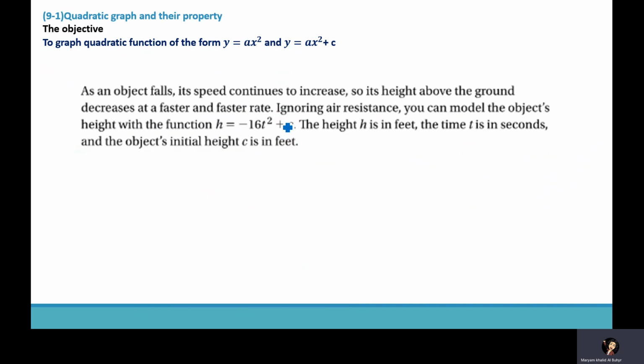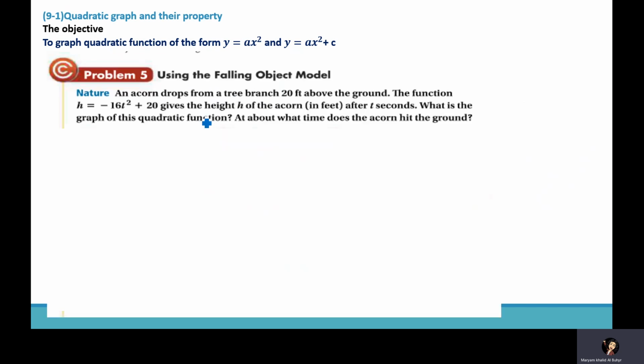Let's move to the last problem in this lesson, which is about applications. If I have an application like this: a corn drops from a tree branch 20 feet above the ground, and the function given by this one gives the height h. As I said in my previous lessons, h is the dependent variable, in the place of y, and t, the time, is always the independent variable, in the place of x.